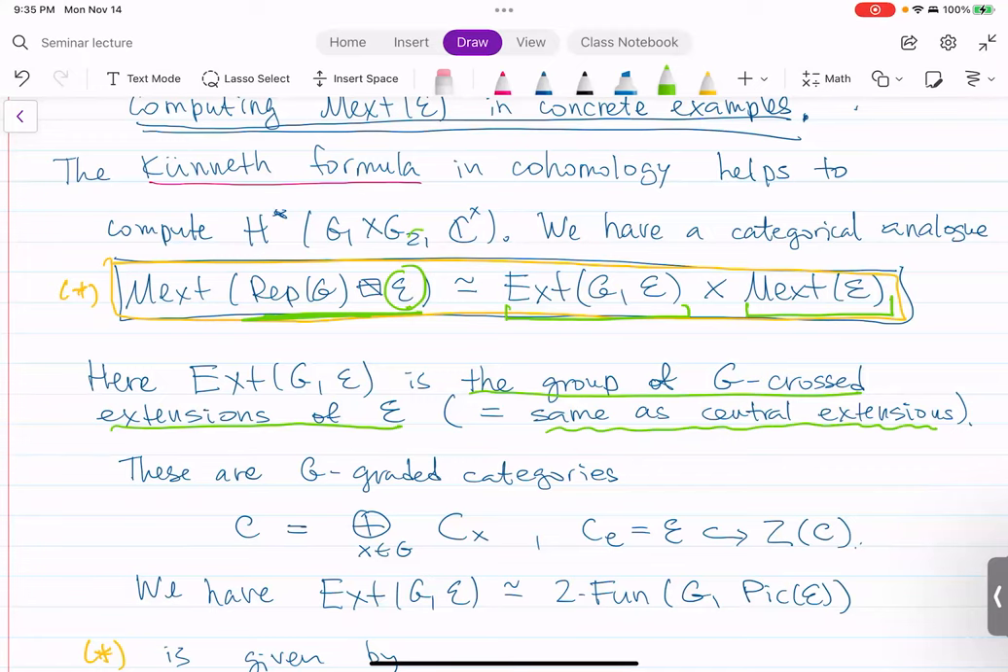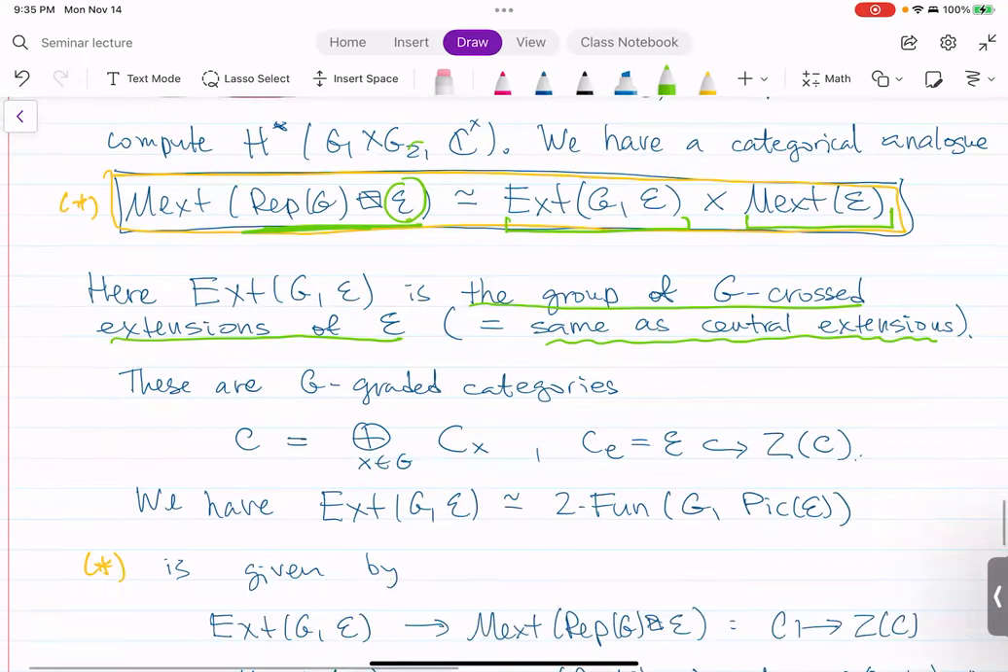Here G is a group, and such extensions are G-graded categories such that the trivial homogeneous component is E, and it is symmetric in this case, so that this trivial component is embedded into the center of this extension, okay? I think this is a concise and clean way to talk about G-crossed extensions. Now there is again a theory of such extensions which was developed by Etingof, Ostrik and myself.